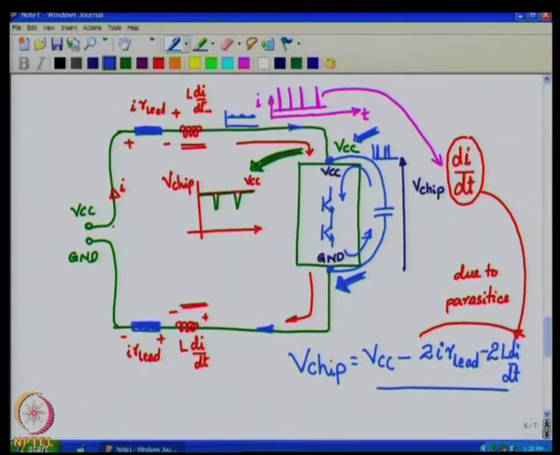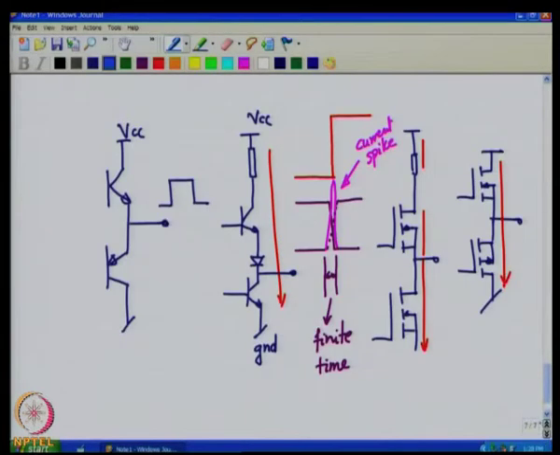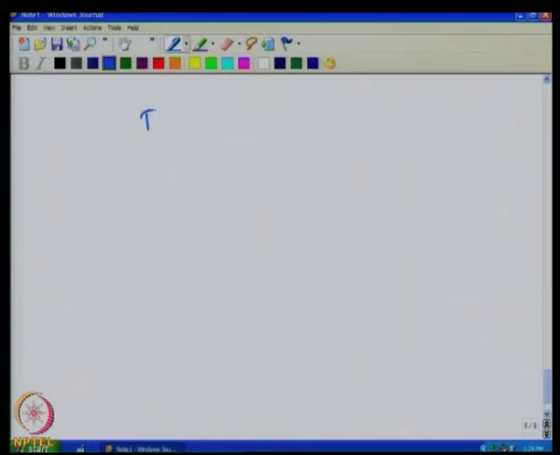Therefore, the L di by dt drop can be significantly reduced. Now, such capacitors are called decoupling capacitors. These capacitors, what you see here, are called decoupling capacitors, which actually provide decoupling between the track inductances and the ICs which are drawing the spiky currents.